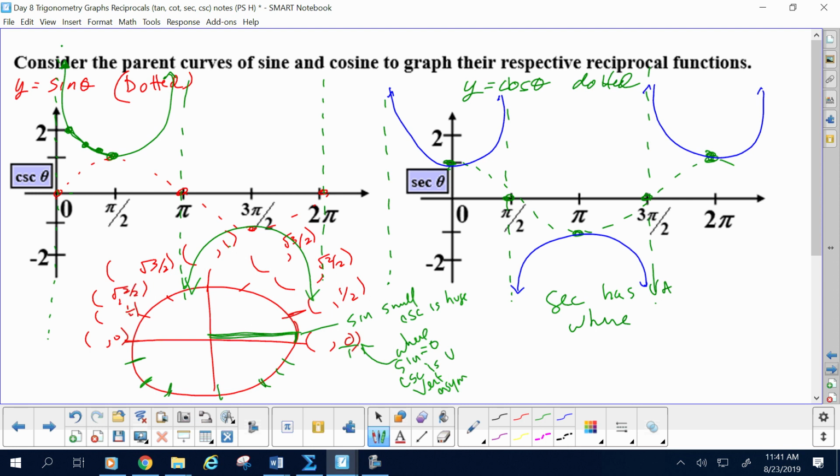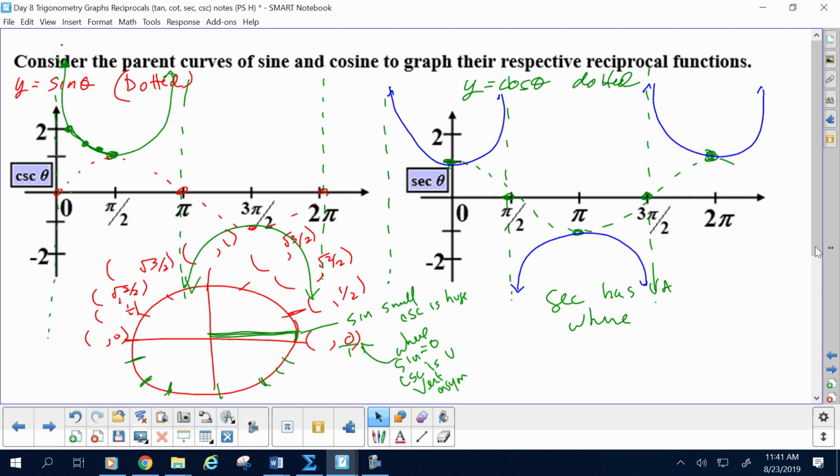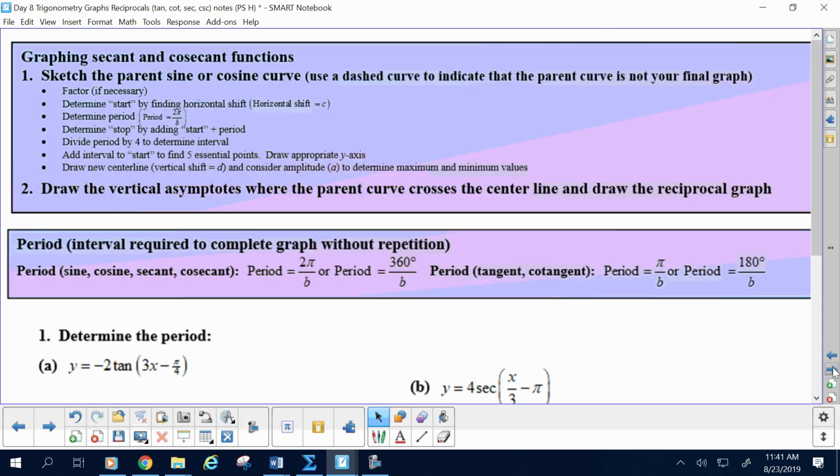You follow? So when you go to graph secant and cosecant, you typically graph the sine or cosine curve and see where it's at the center line, and where it's at the center line, that's where your asymptotes are.